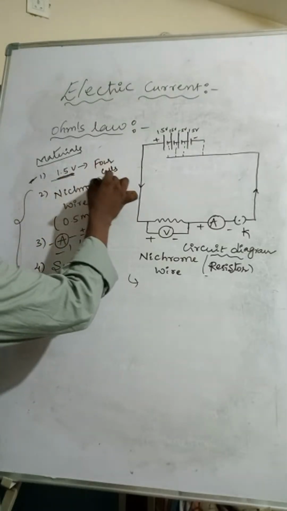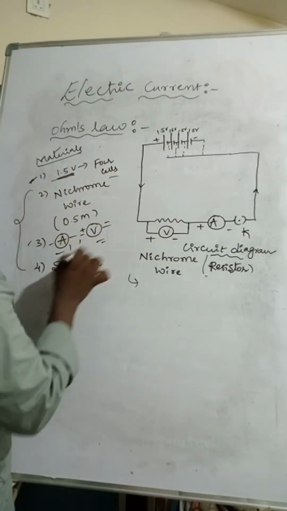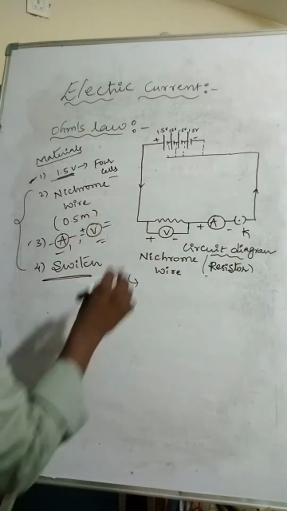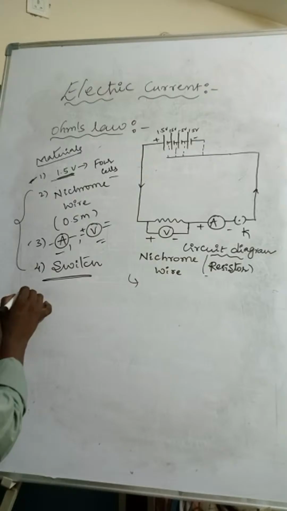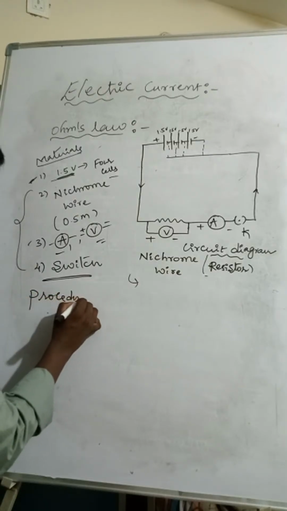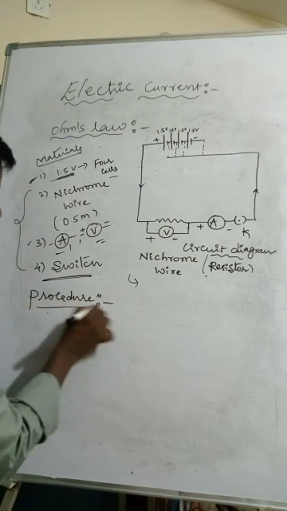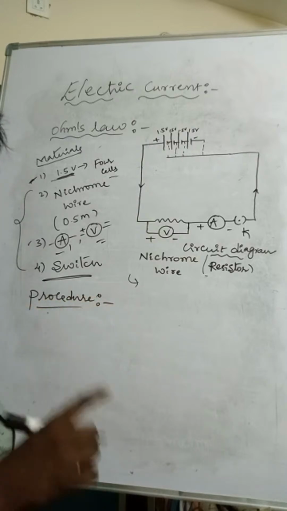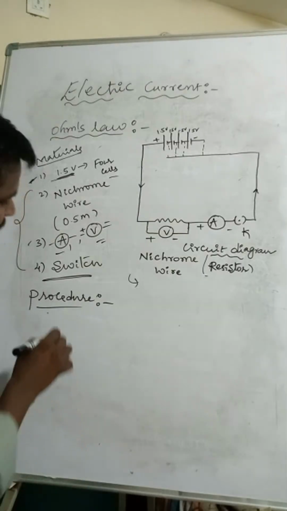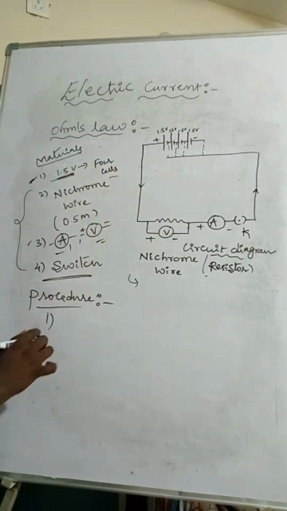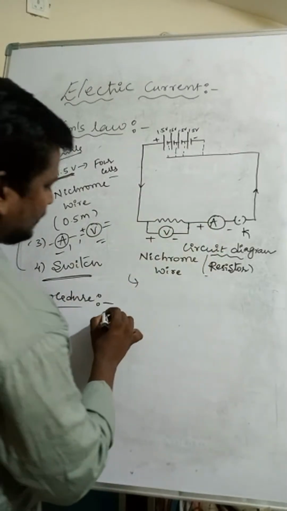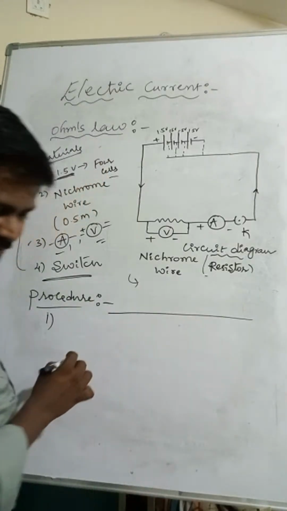1.5 volt 4 cells, nichrome wire, ammeter, voltmeter, and a switch I am considering. That is a closed switch, current is passing through it. Now the procedure. First we have to take one cell, connect one cell and take the readings of the ammeter and voltmeter.